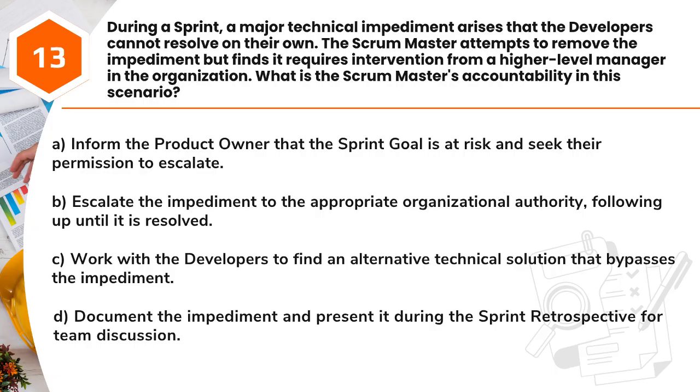A. Inform the product owner that the sprint goal is at risk and seek their permission to escalate. B. Escalate the impediment to the appropriate organizational authority, following up until it is resolved. C. Work with the developers to find an alternative technical solution that bypasses the impediment. D. Document the impediment and present it during the sprint retrospective for team discussion.